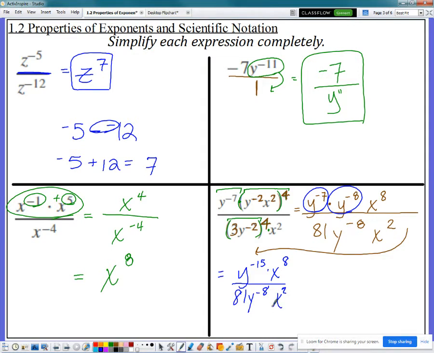All right, and I'm just going to keep simplifying because in math you are not allowed to have a negative exponent. So I'm going to take y to the negative 15th. I'm going to bring it down. I'm going to bring y to the negative 8th, and I'm going to bring it up. So in the numerator, I'm going to have x to the 8th times y to the 8th over 81 x squared y to the 15th. And all I did was just move the y negative 8 up, move y negative 15 down.